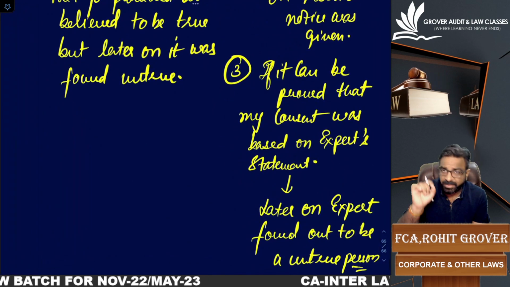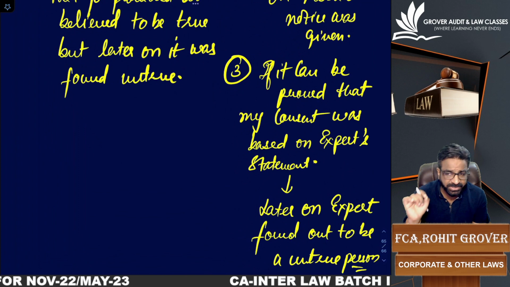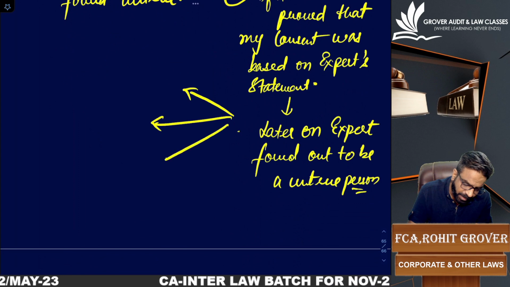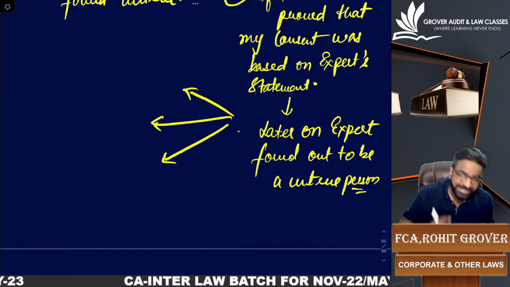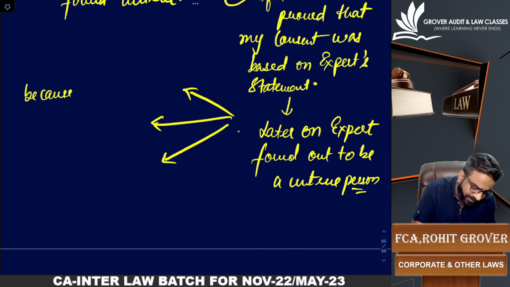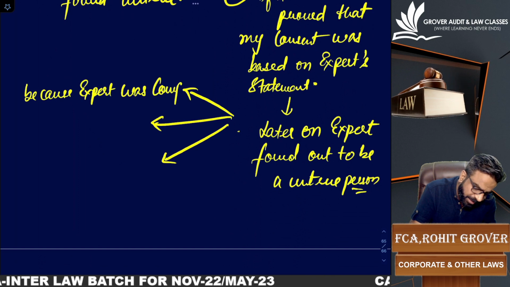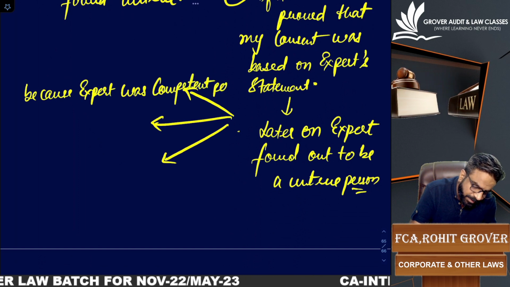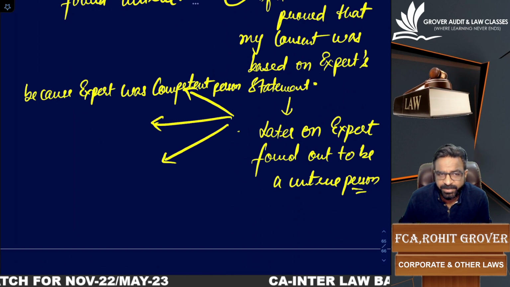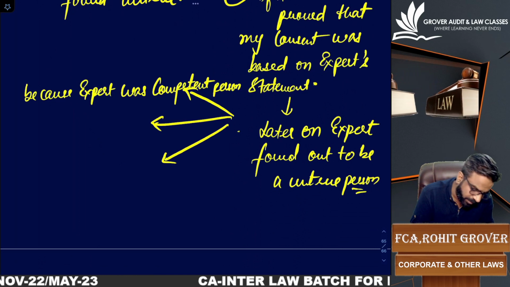Let me tell you one thing: when you are talking about the expert, remember you are putting a huge allegation on the expert. You have to prove 3 things in the court of law about the expert. What is the first thing? Why do you believe an expert? Because the expert was a competent or incompetent person? Competent person. That is the first thing you have to prove in the court of law.